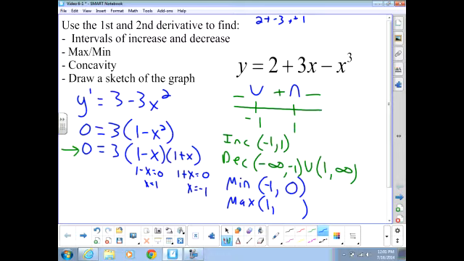If we do a similar thing with the positive 1 to plug in, we'll have 2. We'll have a positive 3, and we'll have minus a positive 1. So that'll be 5 minus 1, which will give us 4. So our maximum is 1 comma 4.